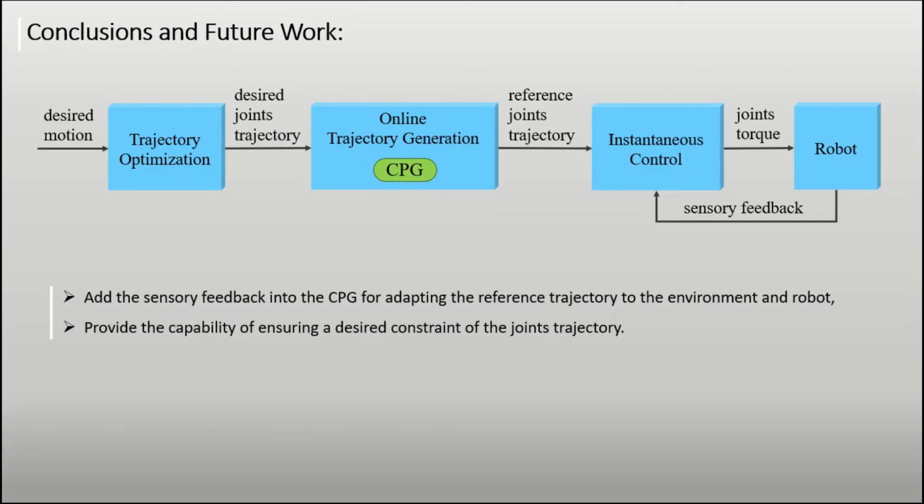Our future work includes, first, adding sensory feedback into the CPG for adapting the reference trajectory to environment and robot changes, and second, providing the capability of ensuring a desired constraint on the joint trajectory.